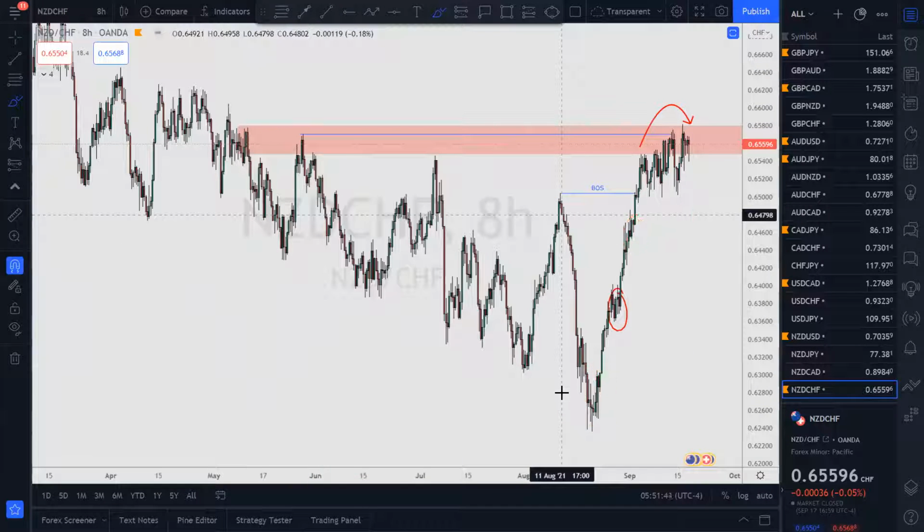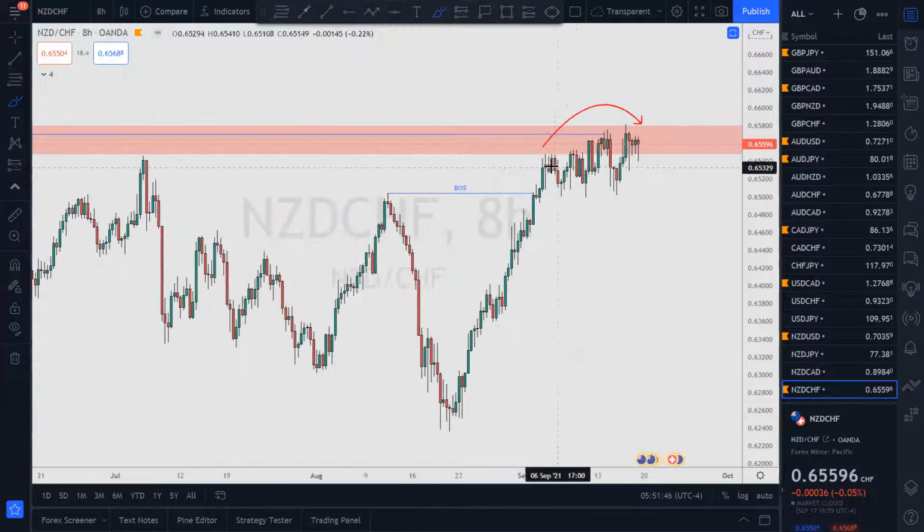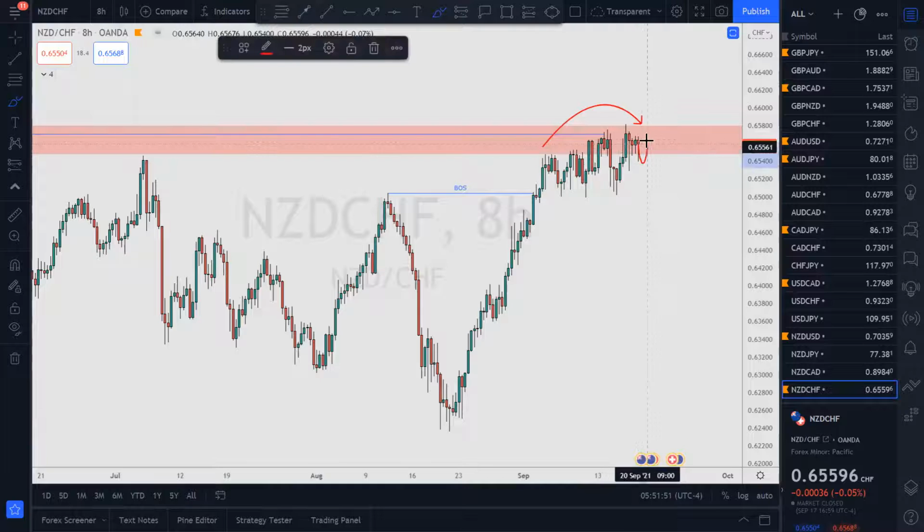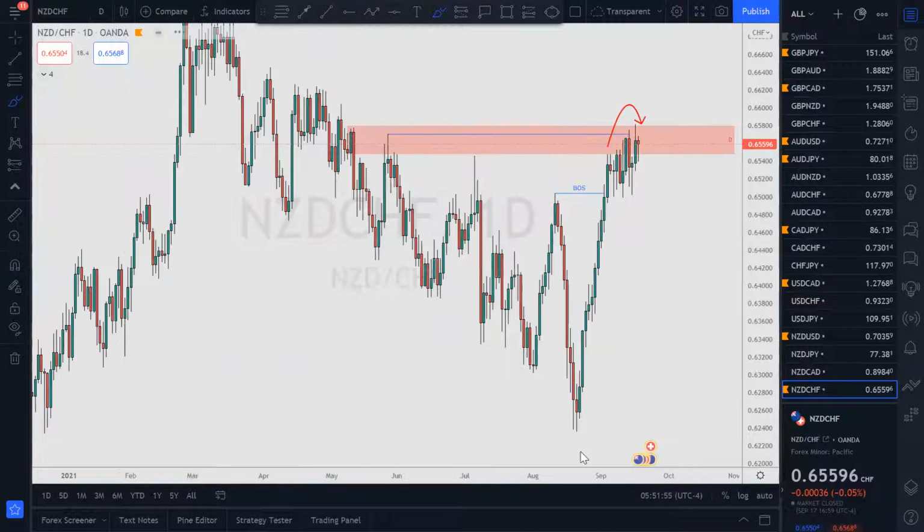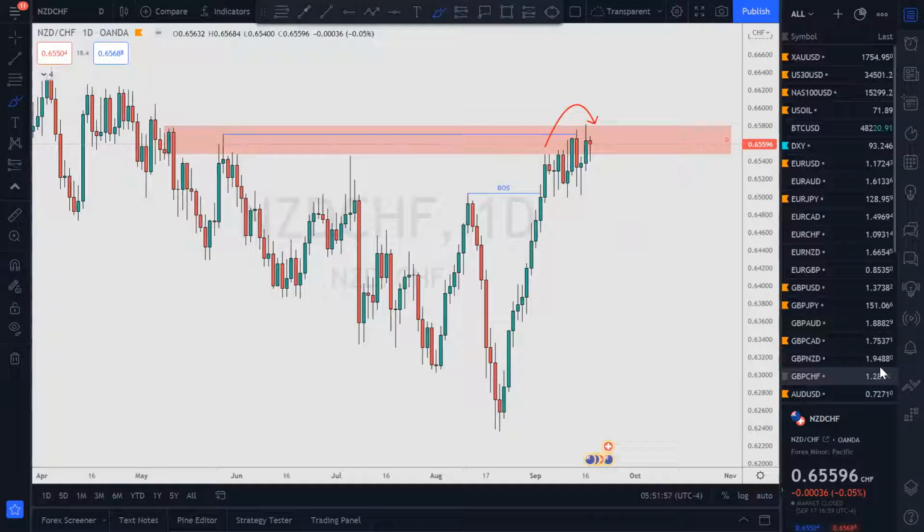Losing my voice. Okay. So I'm looking for price to round over up here with a reversal sign and then head down. That's what I'm looking for. All right, let's go up to gold.